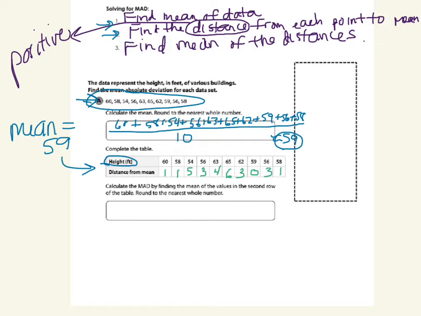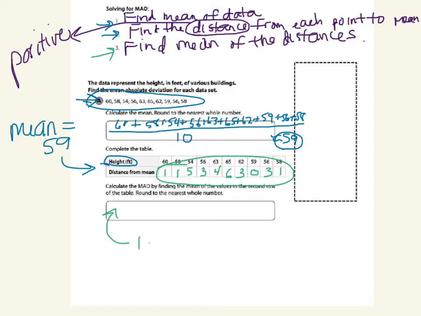Alright, we have all of our distances, but the main point of the mean absolute deviation is to find out what the average of the distances is. So, to find the average of those distances, here's my new set of data, right here. I need to find the mean. So I basically found the mean of the data, I found the distance of each point, and now I'm finding the mean again. So I'm going to take each of those numbers, you can write it in here, I just don't have room.